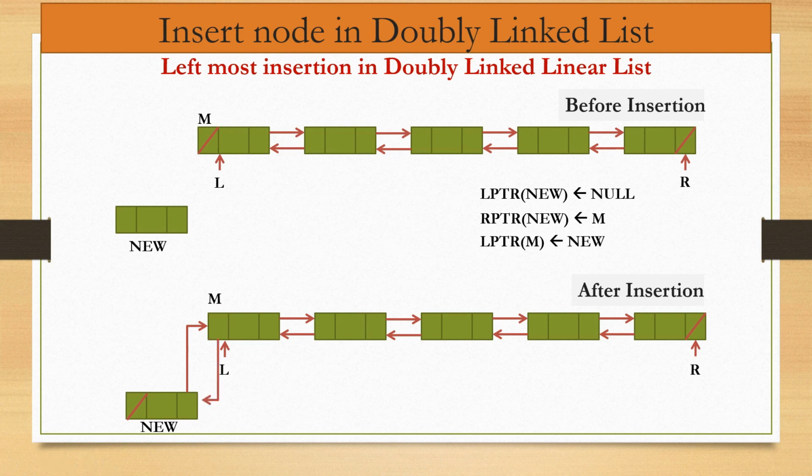Because now this is not a leftmost element, because we are inserting the element in the leftmost position. Then new becomes L. So node new is the leftmost element in this list. So this way we can insert the leftmost node in doubly linked list.